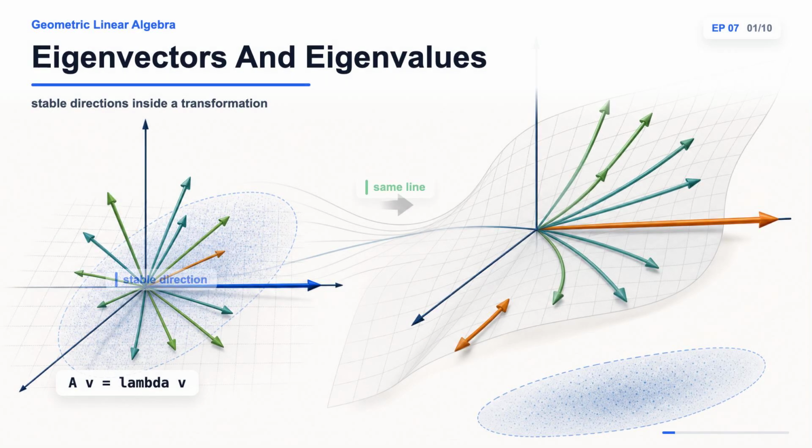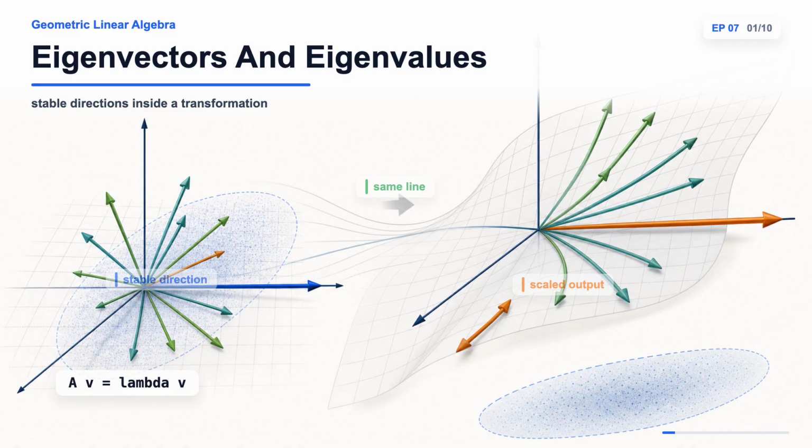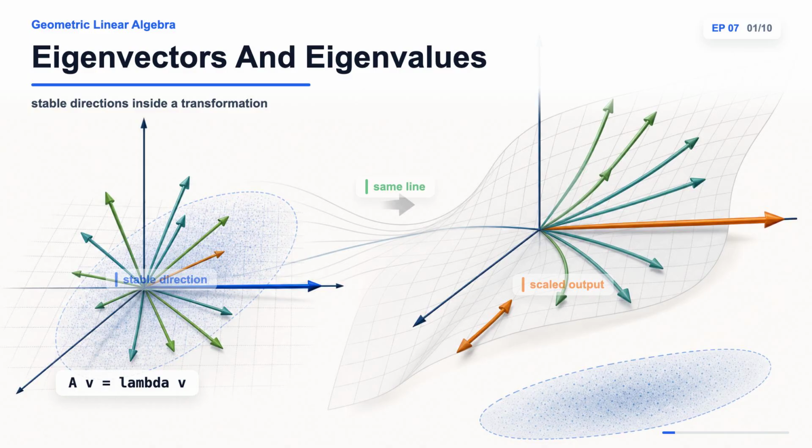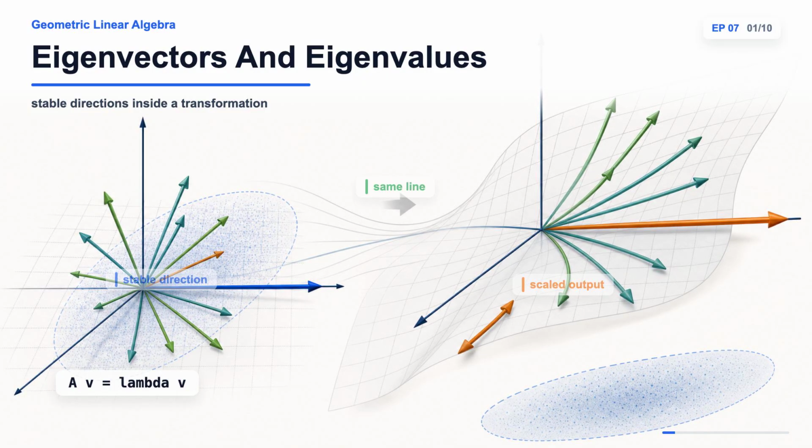A matrix can push, stretch, rotate, and shear space. Most vectors change direction when the transformation acts on them. But sometimes a special vector keeps pointing along the same line. It may get longer, shorter, or flip through the origin, but its line is preserved.